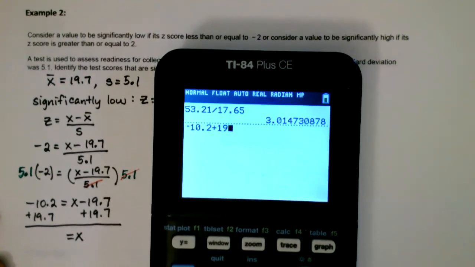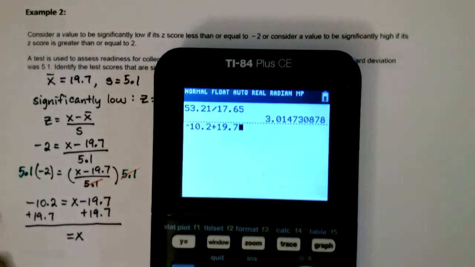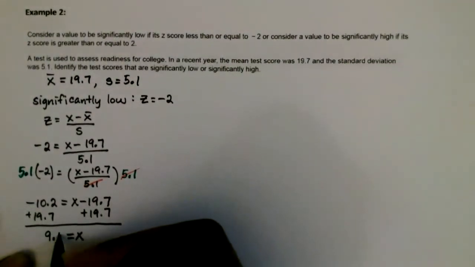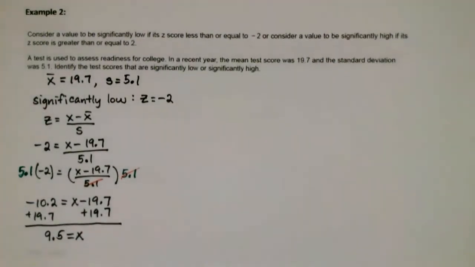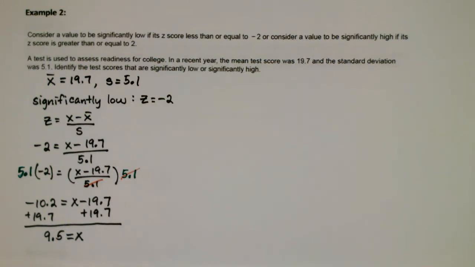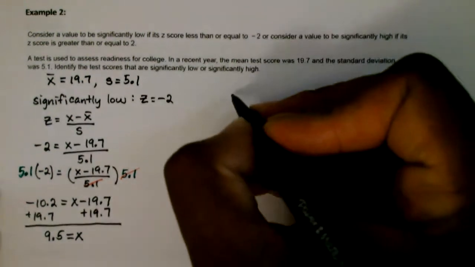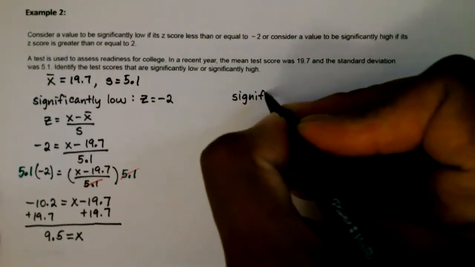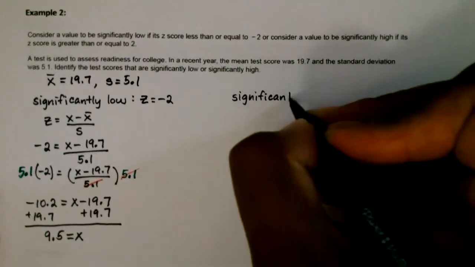-10.2 plus 19.7, that'd be 9.5. So any value that's less than or equal to 9.5 would be significantly low. Now let's find the x value that would be significantly high.